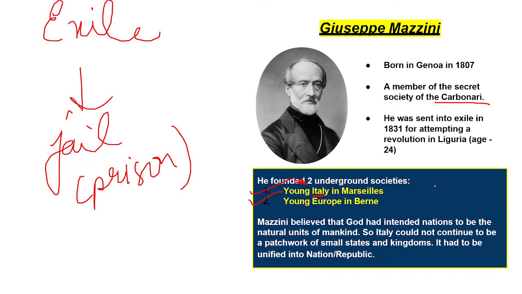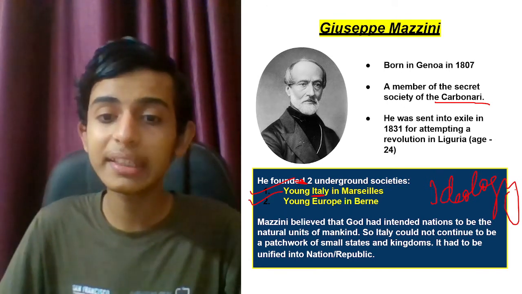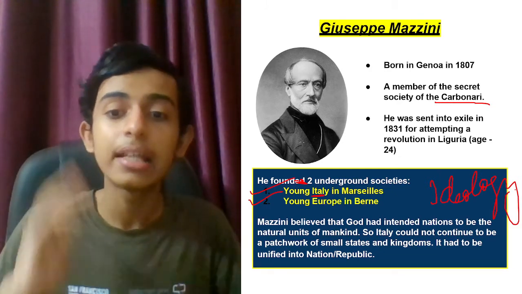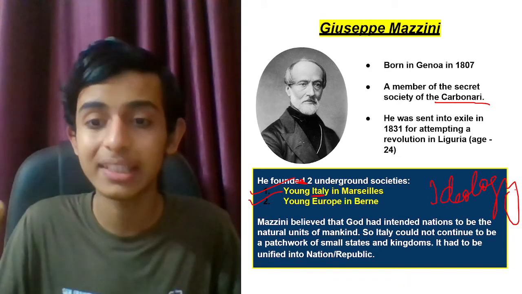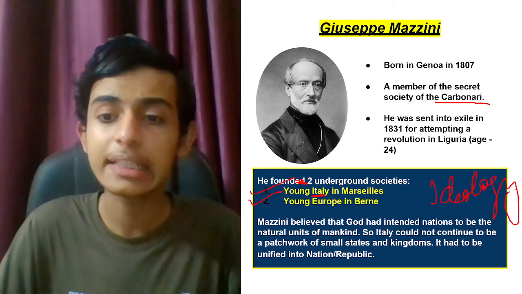So what was his ideology? That is important, which means what he actually believed. Now he believed that God had intended nations to be the natural units of mankind. So nations were natural units. So Italy could not continue to be a patchwork of small states and kingdoms.